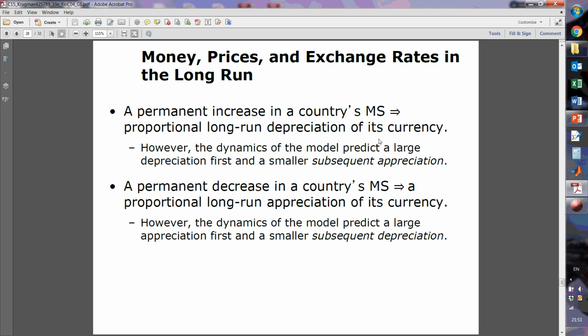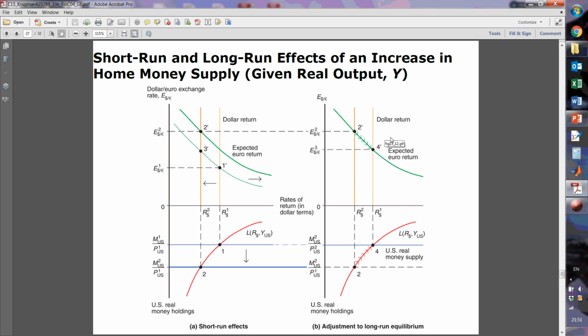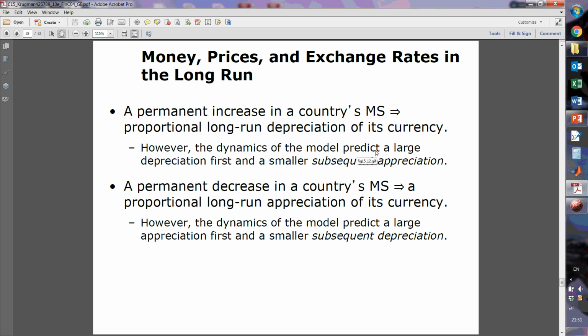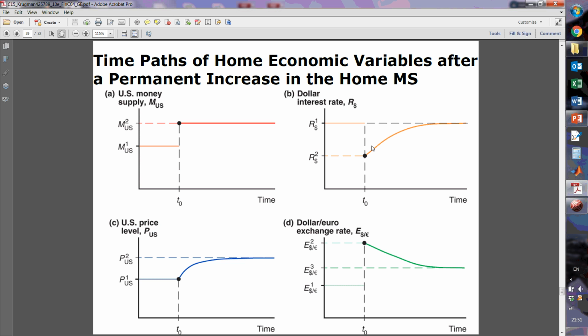So a permanent increase in the money supply results in proportional, so 1 for 1, long run depreciation of its currency. But the dynamics of it is a little bit, if you like, tricky, because initially the depreciation is much larger because prices are sticky, and as a result, to eventually arrive at the final depreciation, you have to appreciate actually. So it makes more sense when you plot it in time space. So that's these figures here.